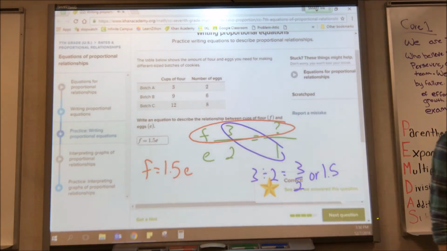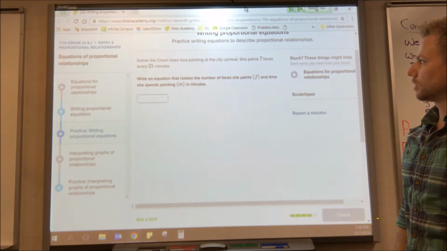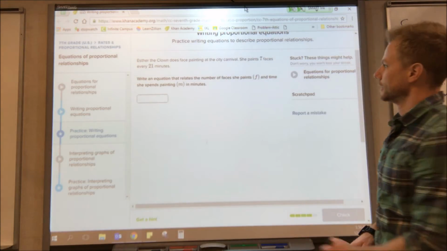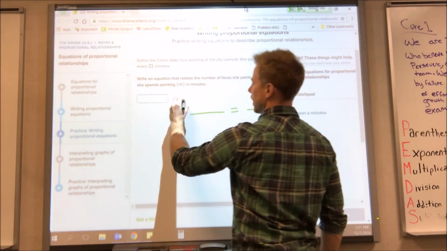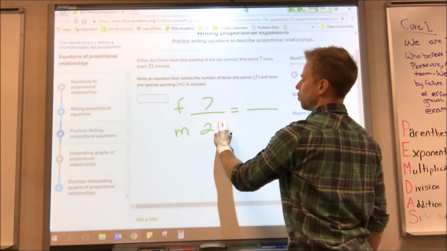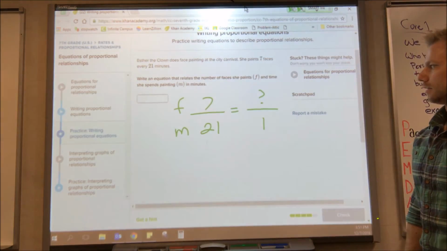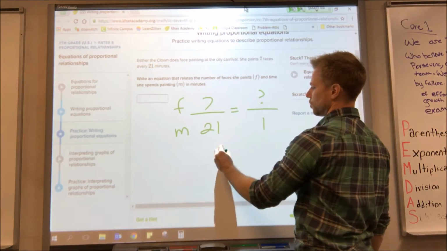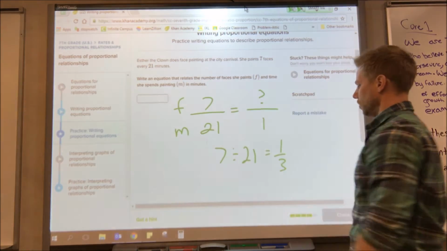And we got it. All right, Esther the clown does face painting at the city carnival. She paints 7 faces every 21 minutes. Okay, again, we're going to set up a proportion. We have faces and minutes. So it's 7 faces every 21 minutes. How many faces in 1 minute? To write our equation, we cross multiply, divide. 7 times 1 is 7. Divided by 21 is going to equal 1/3.